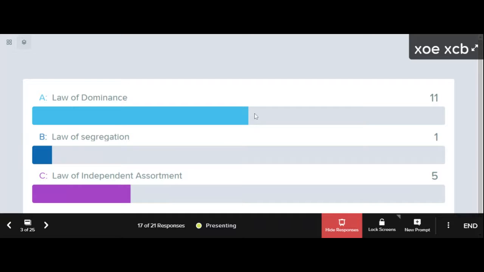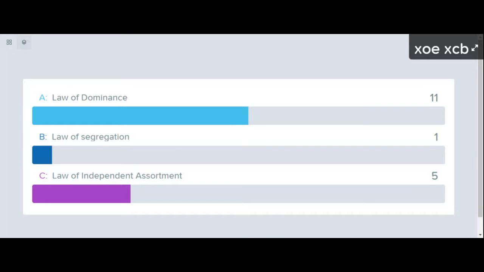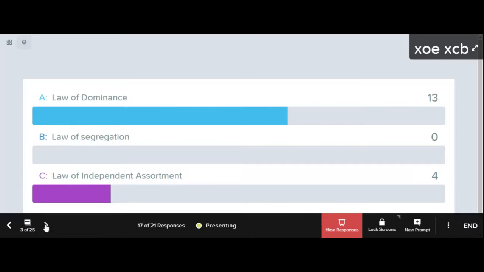All right, let me see the responses here. It should be the law of dominance. Yes. The law of dominance says that there's a recessive and a dominant trait for each trait. Very good.